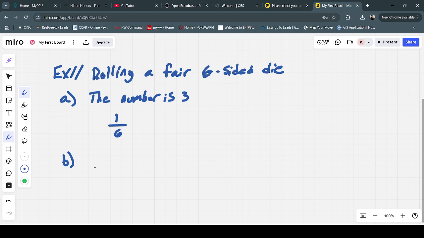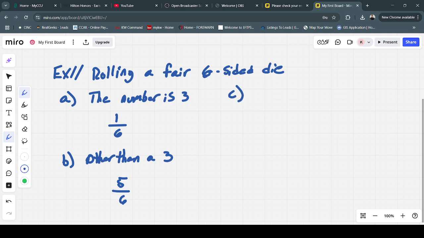But what if we looked at something like this? Other than a 3. What if I want to know the probability of getting other than a 3? Well, what other numbers are there? We have 1, 2, 4, 5, and 6. There's 5 of those out of 6 options, so my probability will be 5/6.